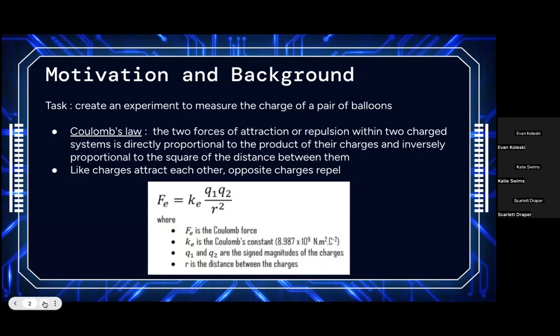And then this is also basic background information. Like charges repel each other, opposite charges attract. And then in this image below, we have Coulomb's equation representing Coulomb's law. So we have Fe as the Coulomb force, Ke as the Coulomb constant, which will always be 8.987, or 8.99, times 10 to the 9th. And then Q1 and Q2 are the charges, or the signed magnitudes of the charges. And we have R as the distance between the charges, and the distance is squared in this equation.